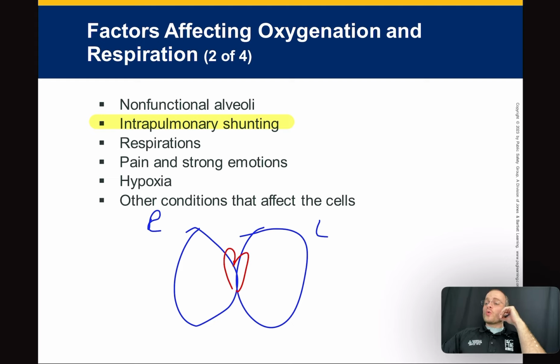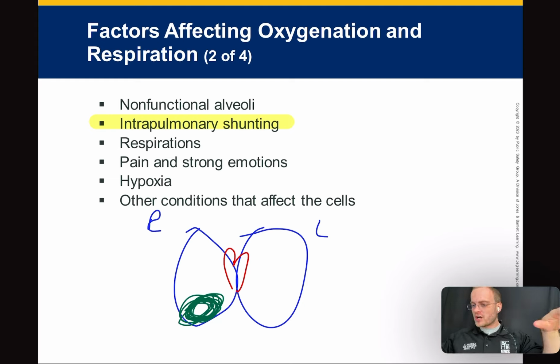Okay, so let's just say that you have a big pneumonia down here in your right lower lobe. Well, what will happen is your body will be like, there's a lot of pus and mucus down here, so let's just shut off this part of the lung for blood flow. You could send some blood down here, but you're really not going to pick up a lot of oxygen. You're probably just going to pick up a bunch of bacteria and mucus and pus. So we'll just shut it off.